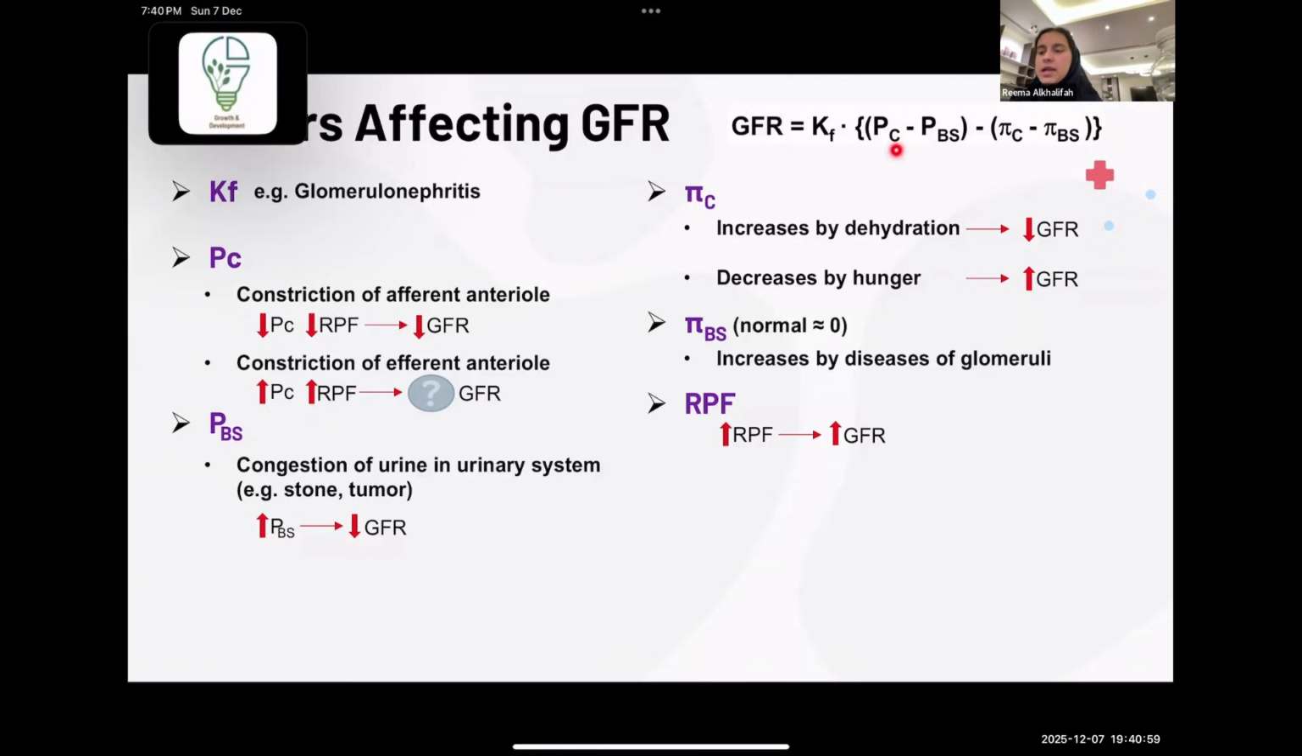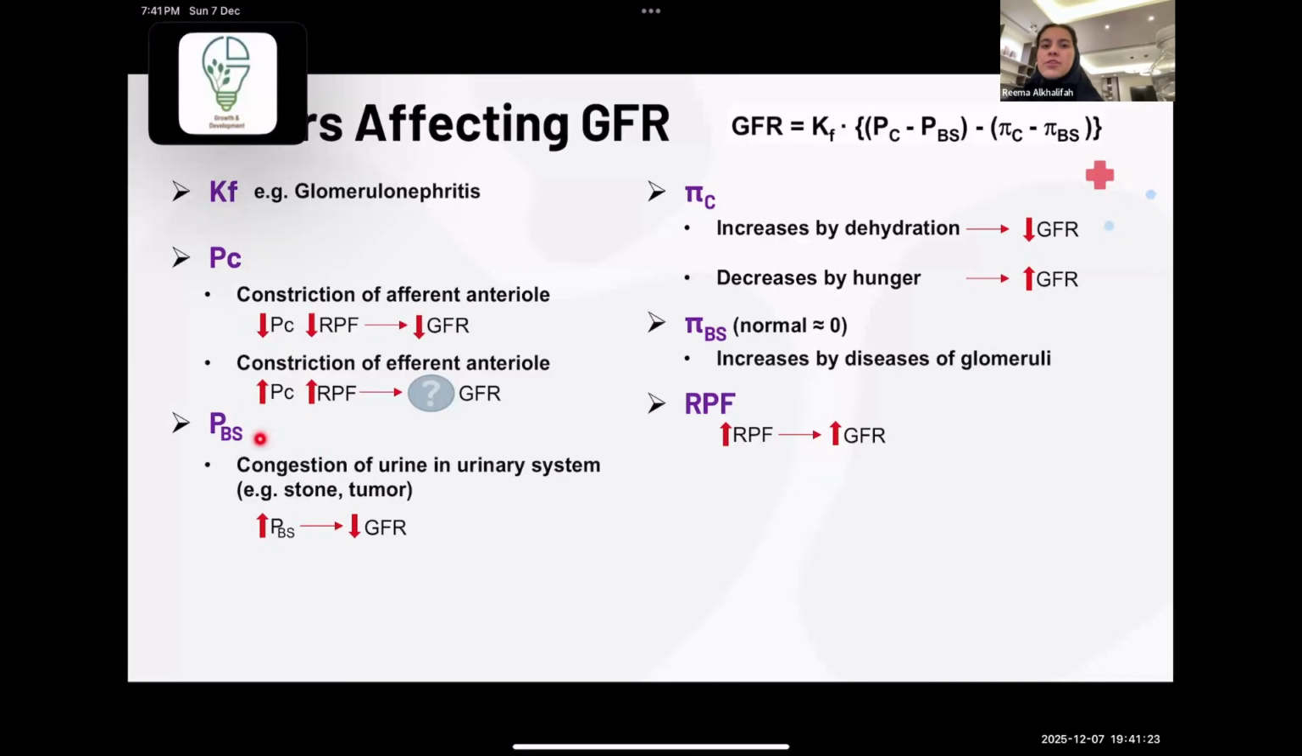Moving on to the hydrostatic pressure of the capillaries. Now, we mentioned this in the previous slide. If the afferent arteriole is constricted, the hydrostatic pressure decreases. If it's the efferent arteriole which is constricted, the hydrostatic pressure increases. And we talked about its effects in this previous slide.